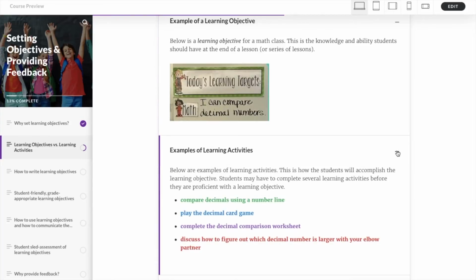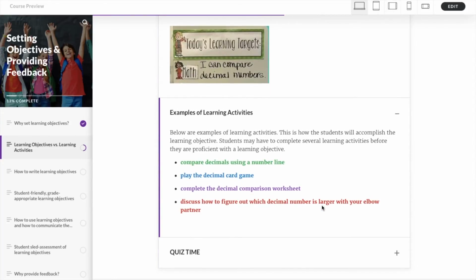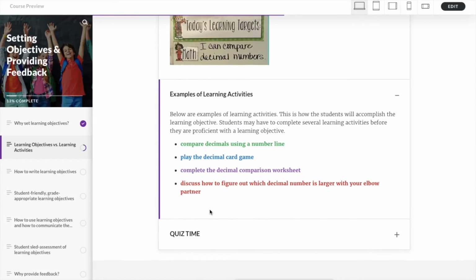Now let's have a look at some examples of learning activities. Below are some examples of these learning activities. This is how the students will accomplish the learning objective. Students may have to complete several learning activities before they are proficient with any one objective. Some activities might include comparing decimal numbers using a number line, playing a decimal card game, completing a decimal comparison worksheet, or discussing how to figure out which decimal number is larger with your elbow partner.